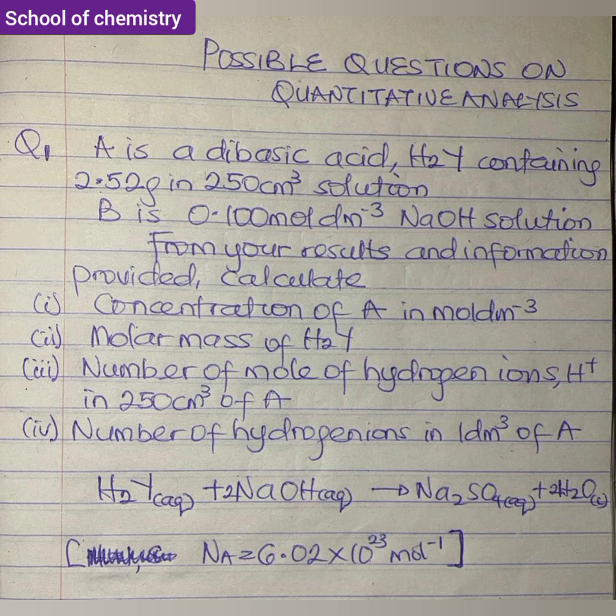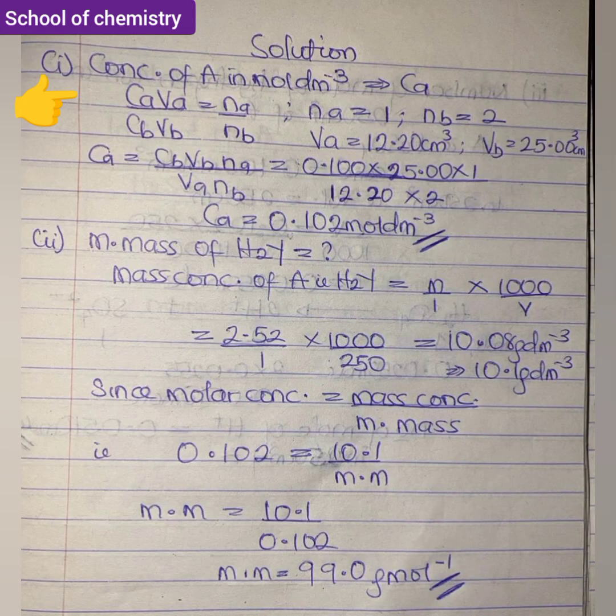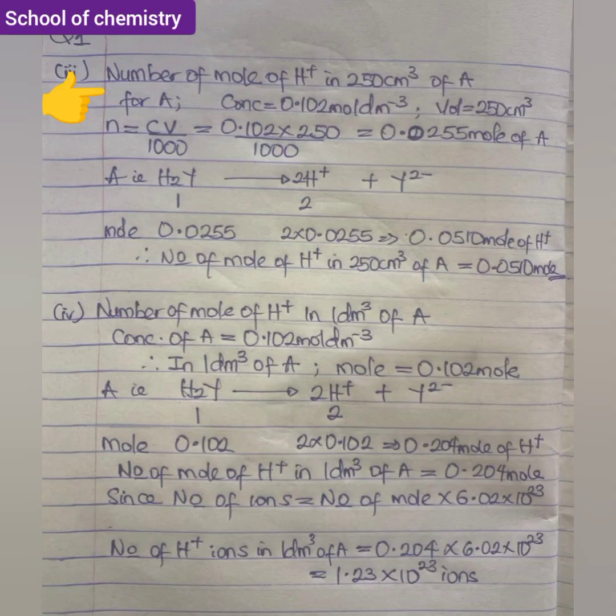So after looking at all of this, after doing the titration of this particular question, our titer value will always remain 12.20 cm cube in all of my questions. So we are going to first and foremost calculate the conc of A in mole per dm cube, followed by the molar mass of H2Y, followed by the number of mole of hydrogen ions in 250 cm cube, followed by the number of hydrogen ions in 1 dm cube.